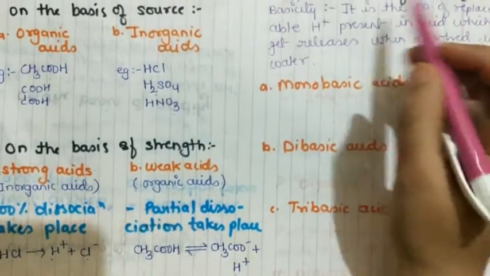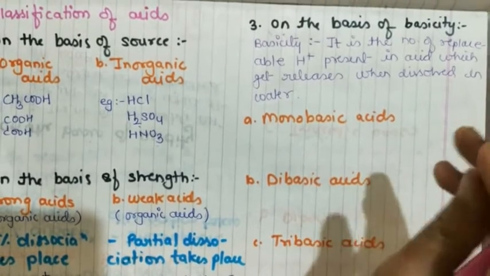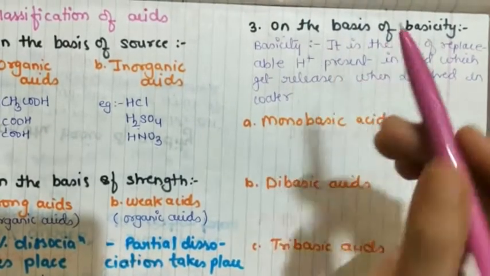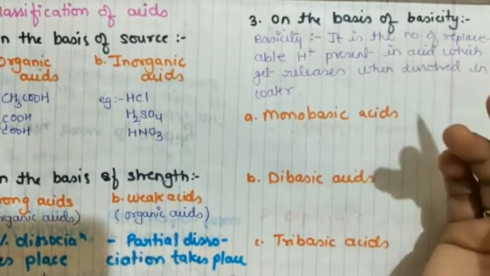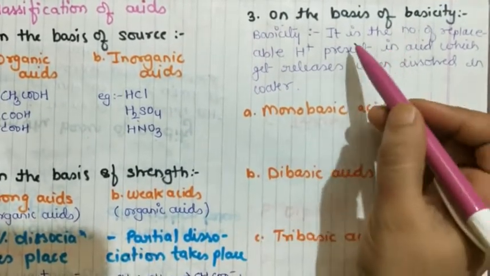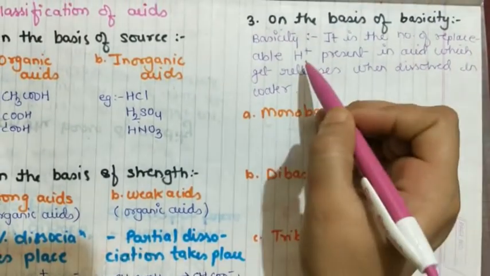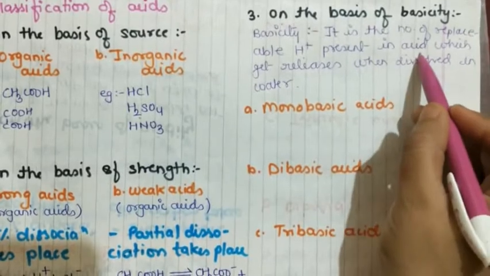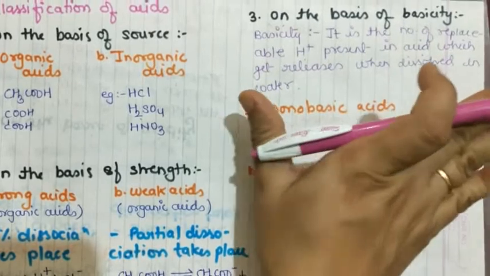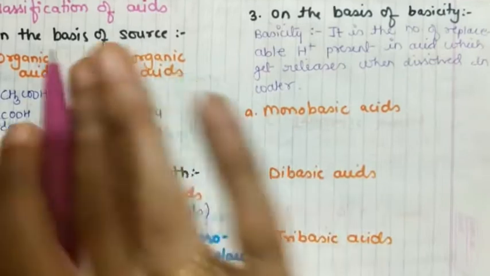If we talk about the basis of basicity, first of all you must understand what the term basicity means. It is very easy. In the case of acids, we talk about basicity, and in the case of bases, we talk about acidity. So you have to keep this in mind. What is basicity? It is the number of replaceable hydrogen ions present in an acid which get released when dissolved in water. So it depends on the amount of hydrogen ion being replaced from the acid.